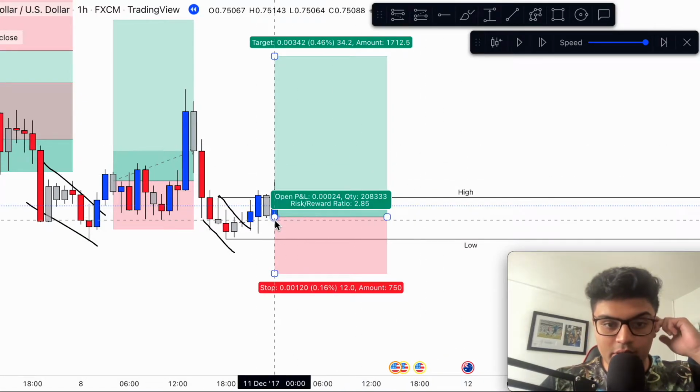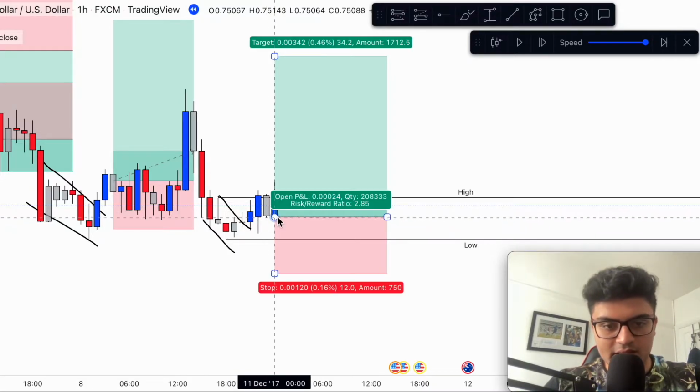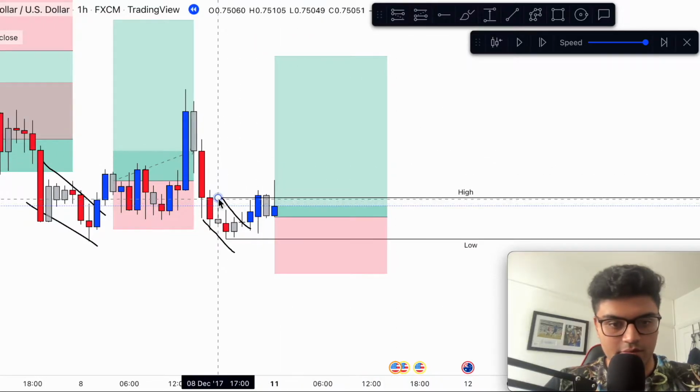but it was spread hours. So after this candle, it was 12 o'clock, so I set my entry at the same place after spread hours, and yeah, we were tagged in. Let's just see what happened.